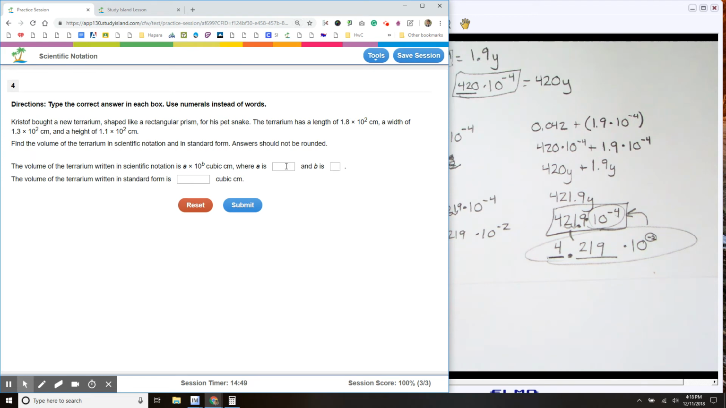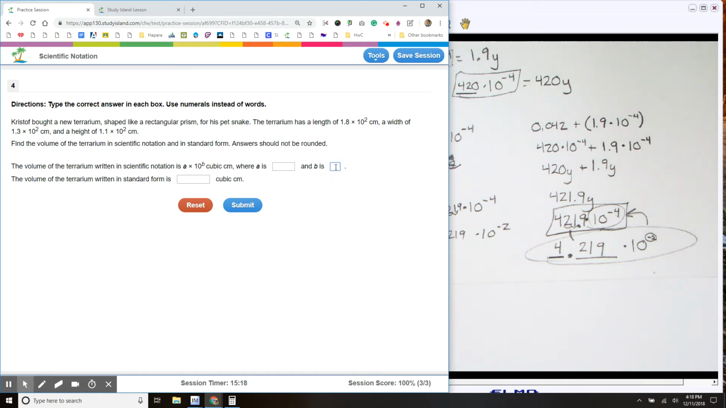Christoph bought a new terrarium shaped like a rectangular prism for his pet snake. The terrarium has a length of 1.8 times 10 to the second power centimeters, a width of 1.3 times 10 to the second power centimeters, and a height of 1.1 times 10 to the second power centimeters. Find the volume of the terrarium in scientific notation and in standard form. Answers should not be rounded. The volume of the terrarium written in scientific notation is A times 10 to the B cubic centimeters, where A is something and B is something.